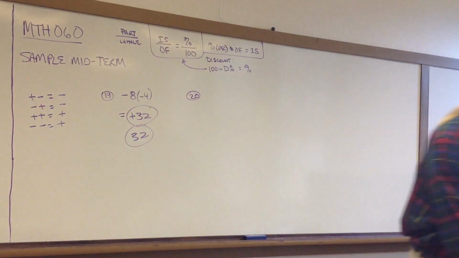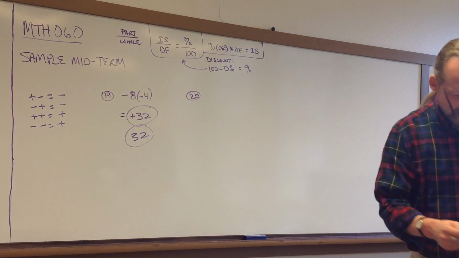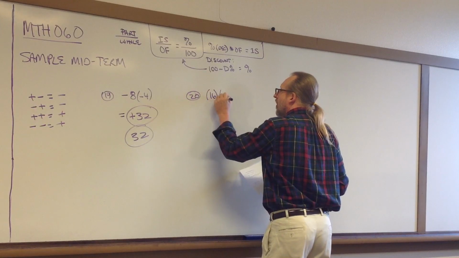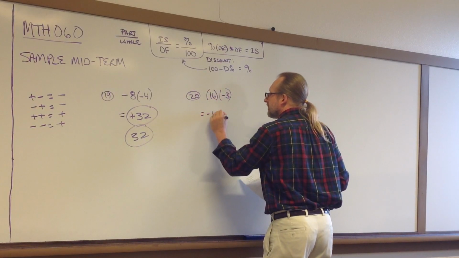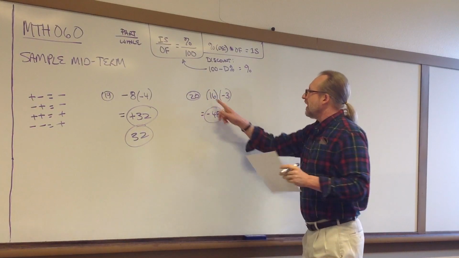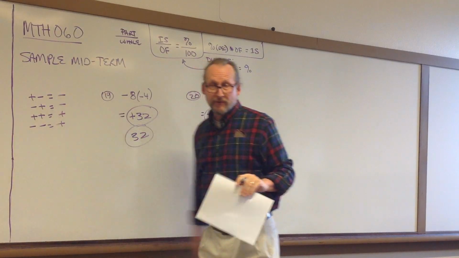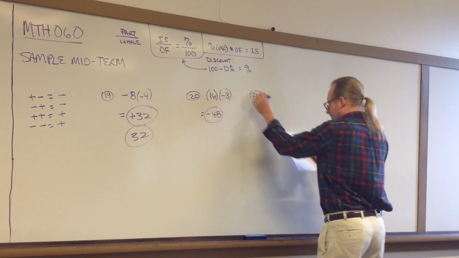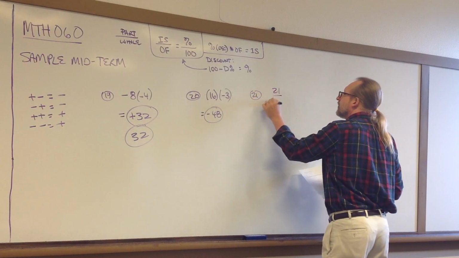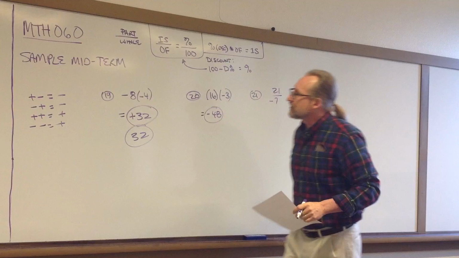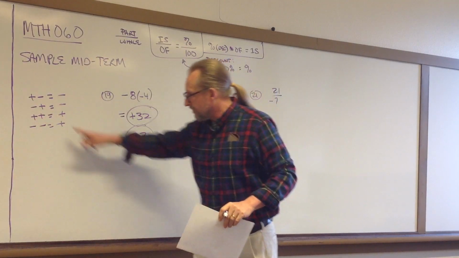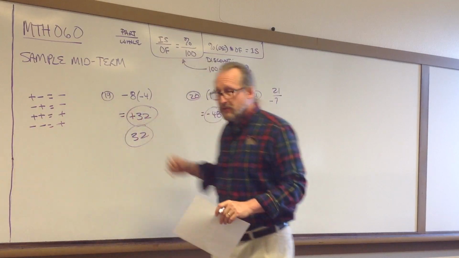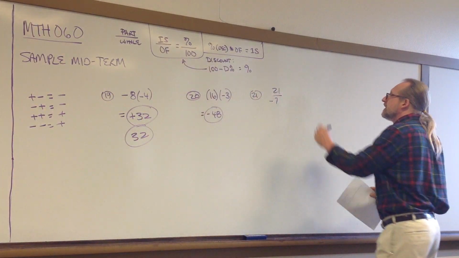Okay, problem 20. 16 times negative 3 is just going to be negative 48, right? Positive times a negative will give you a negative. 21 is positive 21 over negative 7. And this is true for division as well. If you divide different signs, you get negatives. If you divide the same signs, you get positives. So this is going to be negative 3.